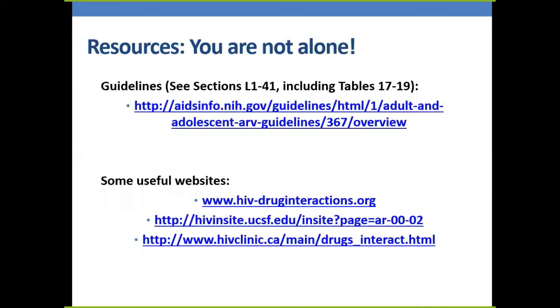So remember these references. I encourage you to look at these tables that are in the treatment guidelines. It's sections L1 through 41. It looks really long because it's 41 pages long, but it's really in some nice tables where you can just hone in on the table of the drug that you're interested in. These are mostly in tables 17 through 19. Then I put down 3 useful websites where you can search by interacting drug, by antiretroviral drug, or even by interacting drug class, that you may find useful if you come across an antiretroviral and interacting drug combination that you haven't seen before. And certainly always use your mentor as a resource.